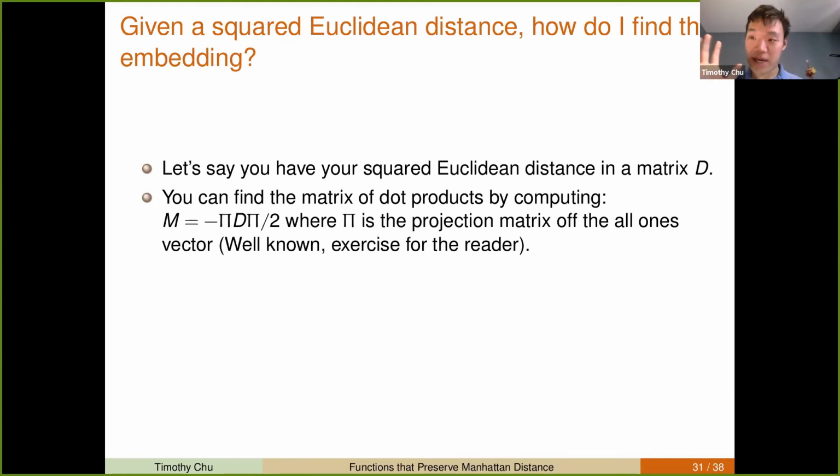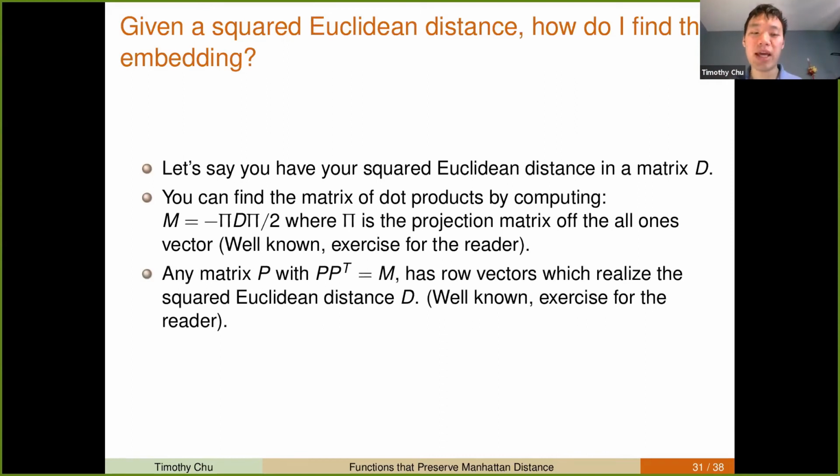What you'll do is you'll take pi to be the projection matrix off the all ones vector, and you'll pre and post multiply your matrix D by pi. And then you'll multiply by -1/2. Once again, pi is the projection matrix off the all ones vector, and you can explicitly compute it because it's I, the identity, minus the all ones matrix divided by the dimension. But don't worry about that too much for now.